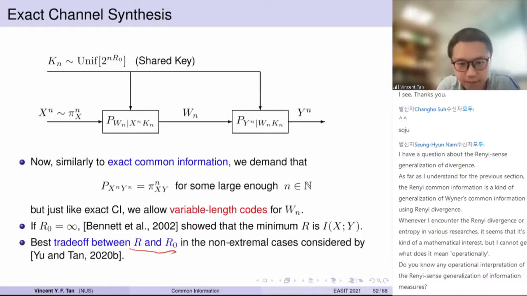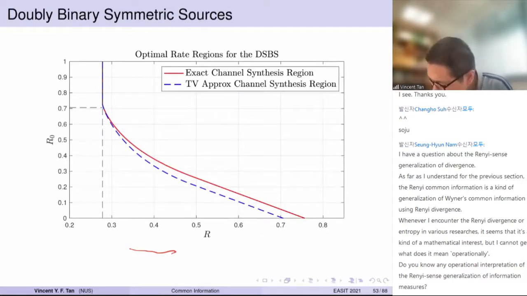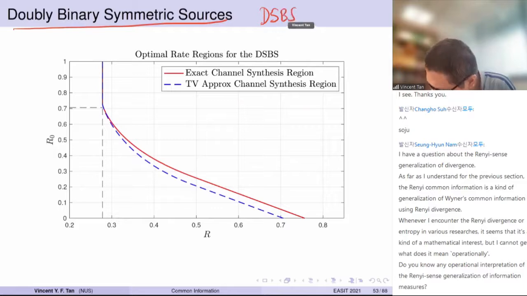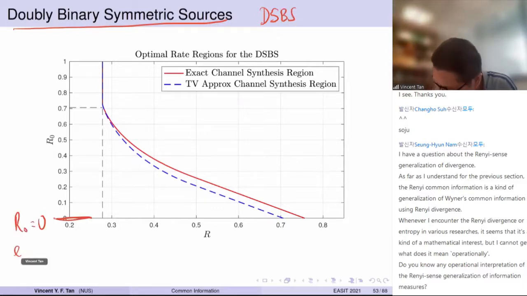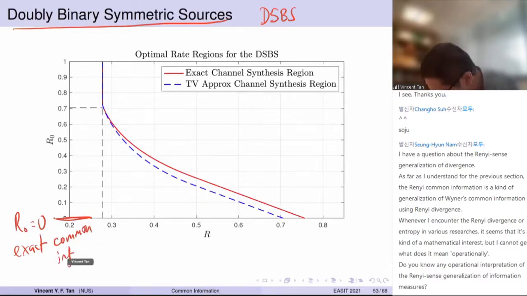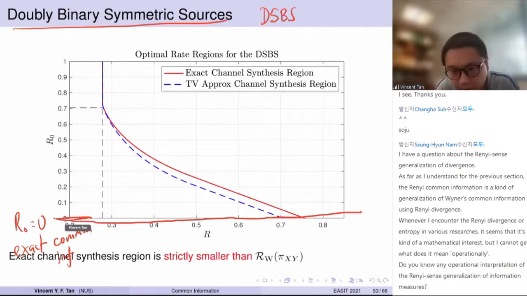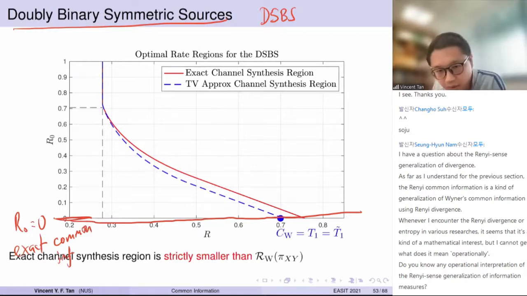Okay. And we can see, just for the doubly symmetric binary source, that if we restrict ourselves to R0 equal to 0, that means this is the exact common information problem. It lies here. Then we see that we will get, what do we get here? We get Wyner's common information here, and we get exact common information here, and there's a gap. All right, there's a gap for the doubly symmetric binary source.